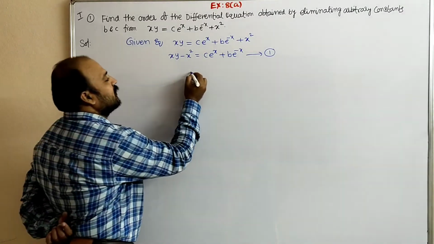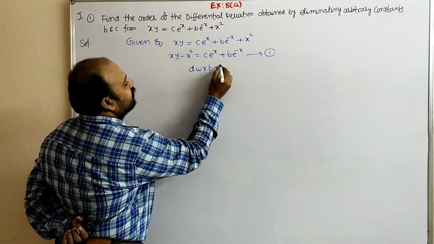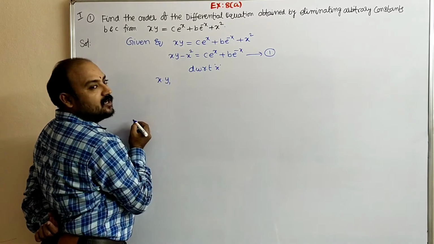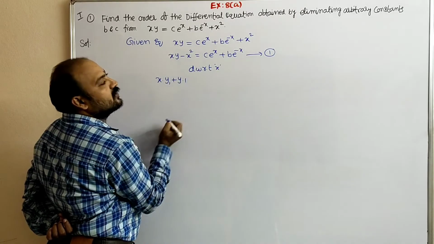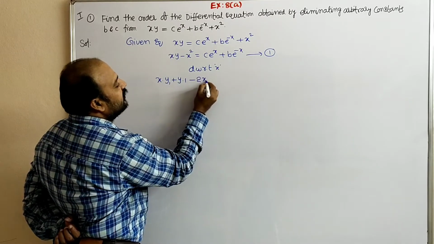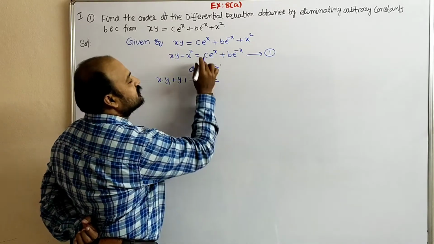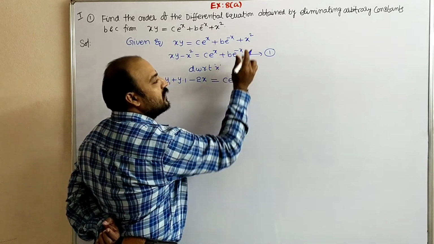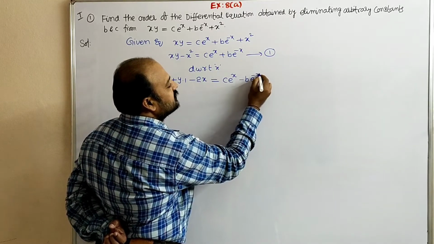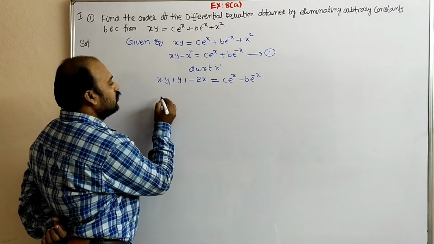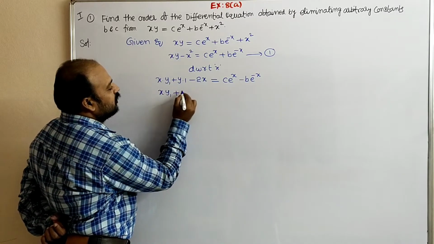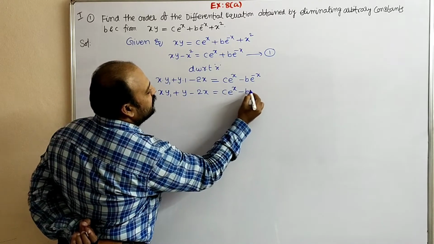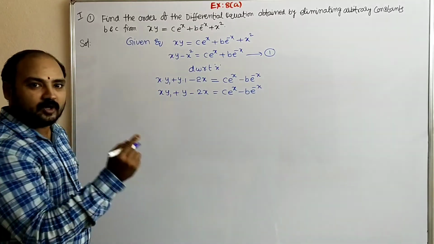Now differentiate with respect to x first time. UV formula, x into y derivative is y1 plus y into x derivative is 1 minus x square derivative is 2x, which is equal to c into e power x derivative is e power x plus b into e power minus x derivative is minus e power minus x. So it will become x into y1 plus y minus 2x equals c e power x minus b e power minus x. One more time you have to differentiate now.